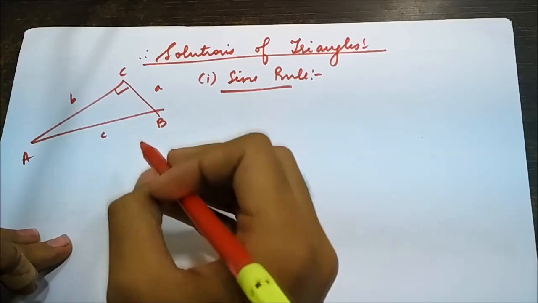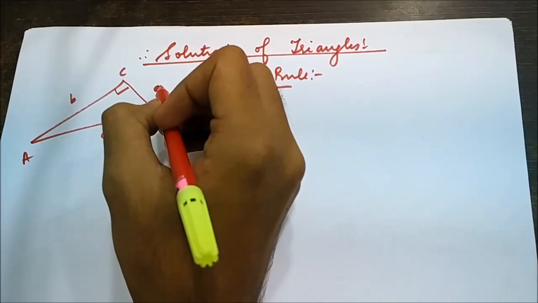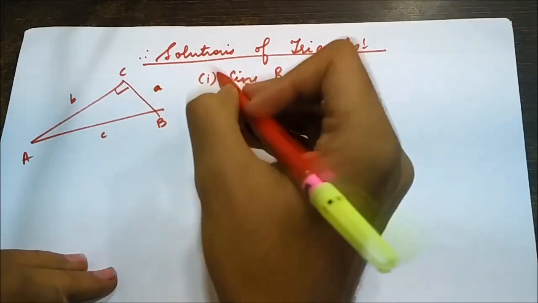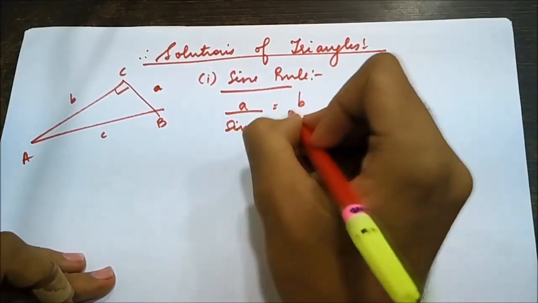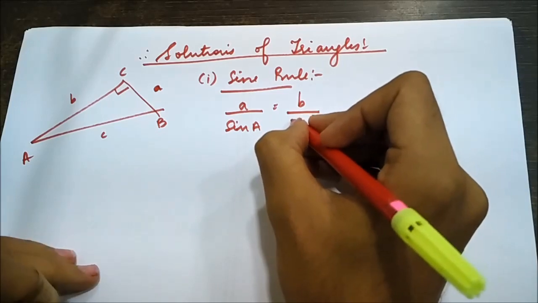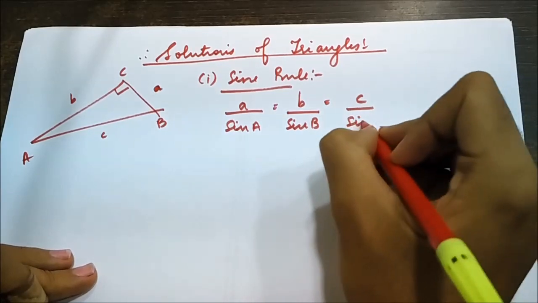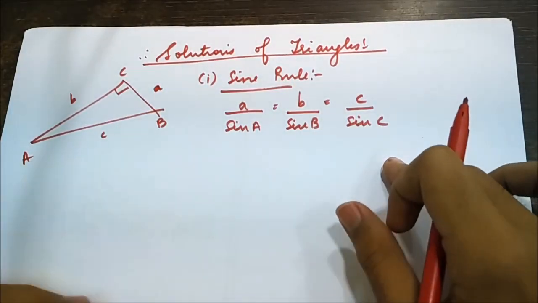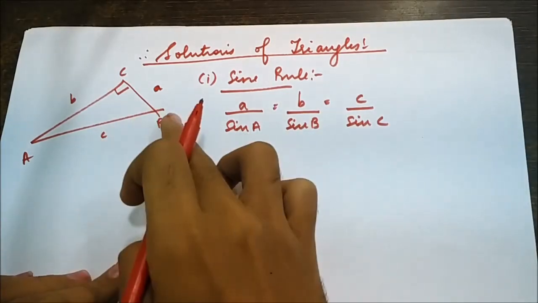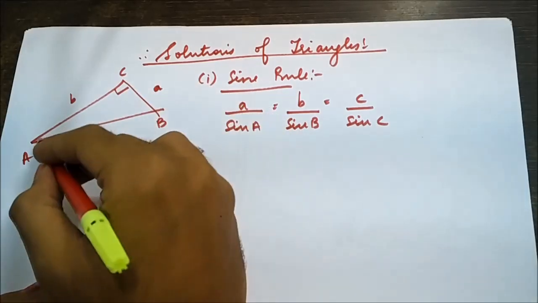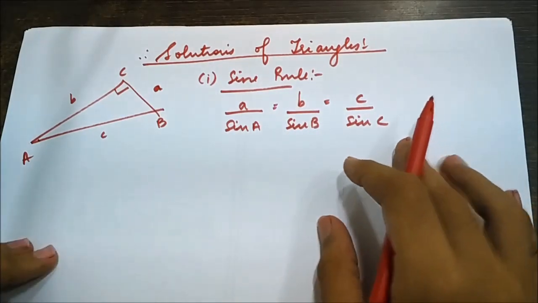So in triangle ABC, the length of the side of the triangle is proportional to the sine of the angle opposite to it. So a by sine A is equal to b by sine B, where b is the length of the side and the angle opposite to it is B, they are in proportion, is equal to c upon sine C. So this is basically the sine rule, where it says that the lengths of the sides of a triangle are proportional to the sines of the opposite angles.